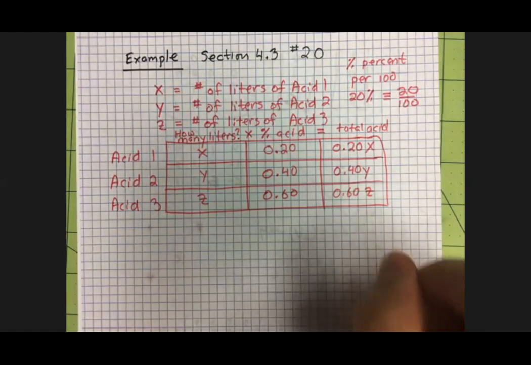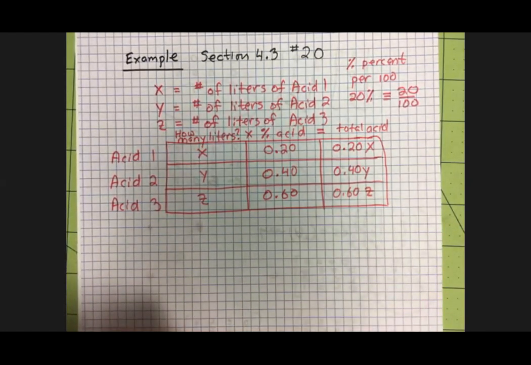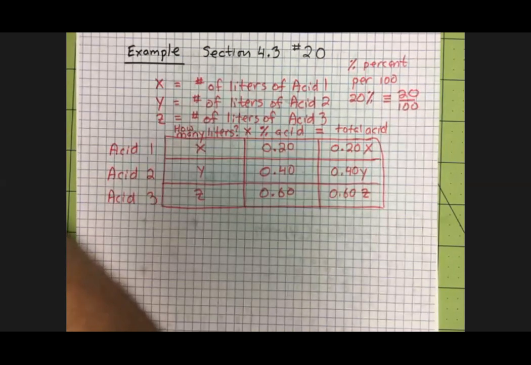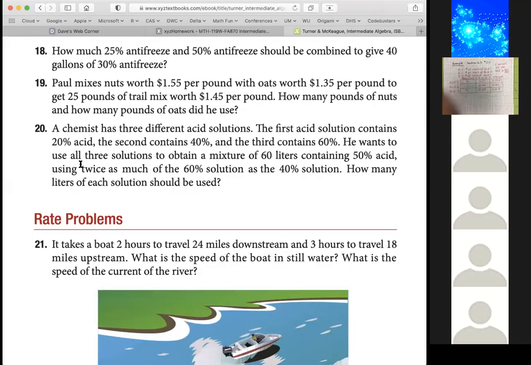I haven't written any equations yet. Maybe it's time I should write some equations. But where are the equations? I gotta go back to the problem. I haven't seen any equations yet. Now I gotta start to bring things out of the problem. Now there's this twice as much of this stuff. Okay, I got that.